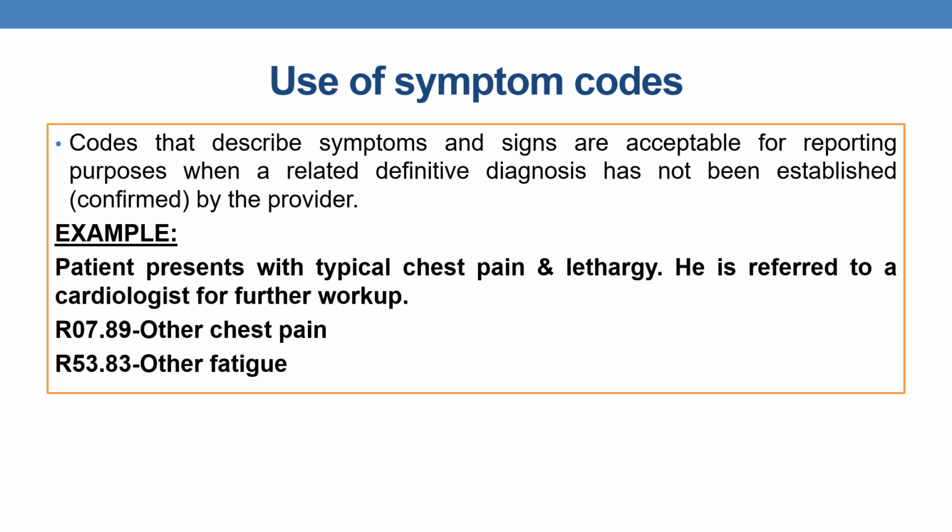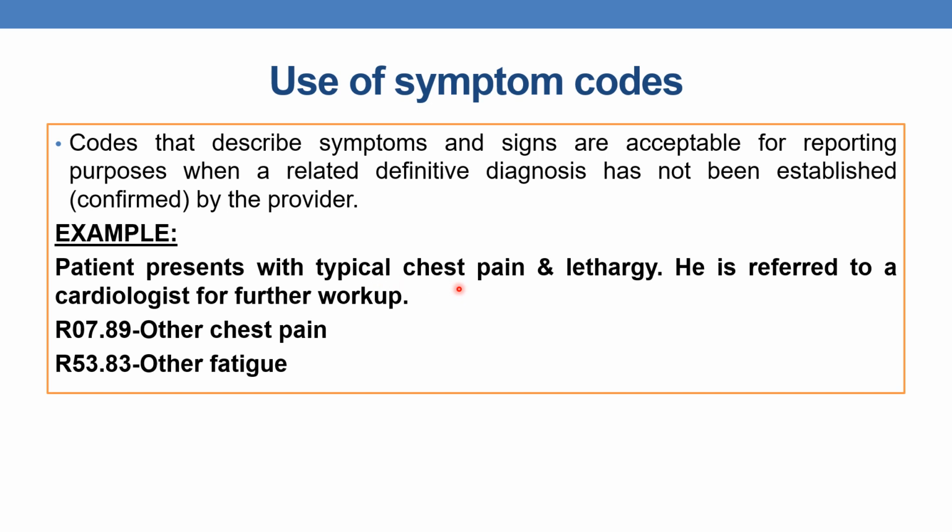Now let us discuss the first guideline, use of symptom codes. Codes that describe symptoms and signs are acceptable for reporting purposes when a related definitive diagnosis has not been established. Whenever there is no definitive diagnosis regarding the clinical problem, then you can use symptoms and signs as codes. Let us see an example.